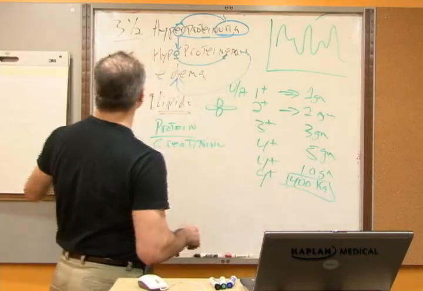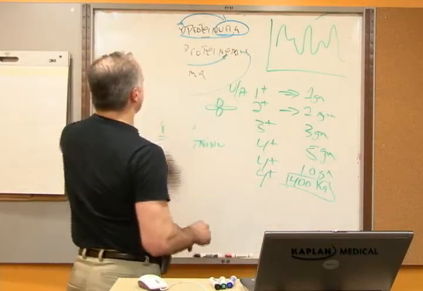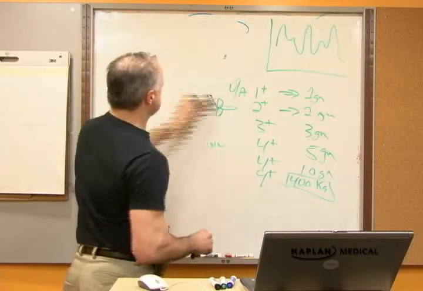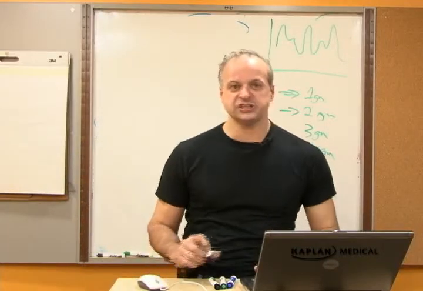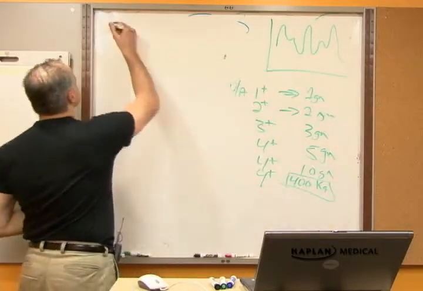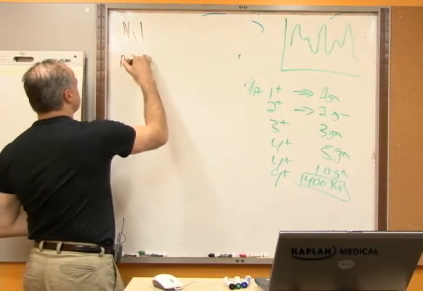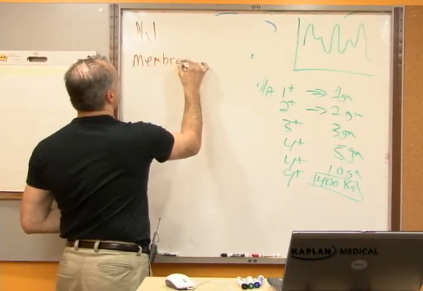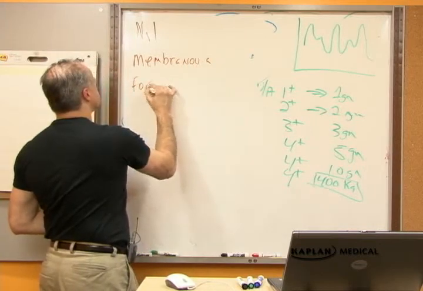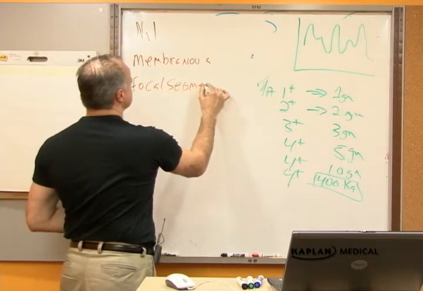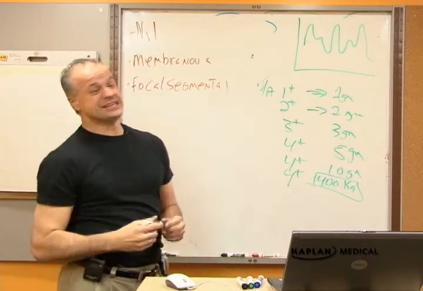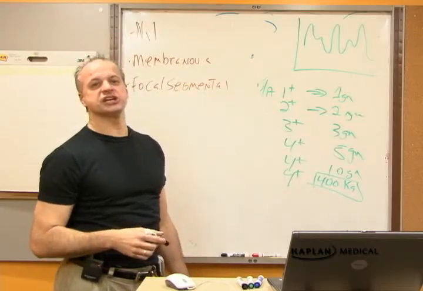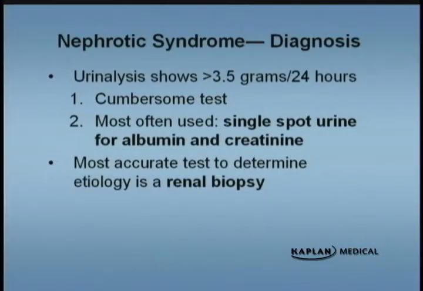Now, all of those systemic diseases that we said before can cause you to have nephrotic syndrome. But in addition to them, there are several primary disorders of the kidney that have no systemic manifestations, like nil lesions and membranous glomerulonephritis and focal segmental glomerulonephritis. These do not have systemic manifestations that are characteristic. These do not have blood tests that are characteristic. So the only way to diagnose these, you see, is the renal biopsy.